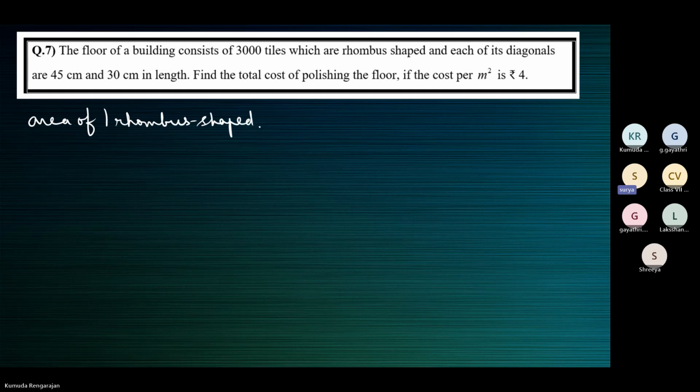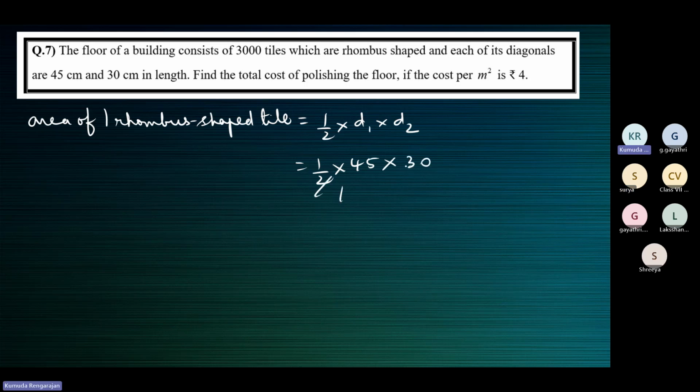Ma'am, it is. What's the formula? Ma'am, half into D1 into D2. Okay, so what is D1? D1 is 45. D2? 30. Okay, let me simplify. 2 ones are 2, 15 times.